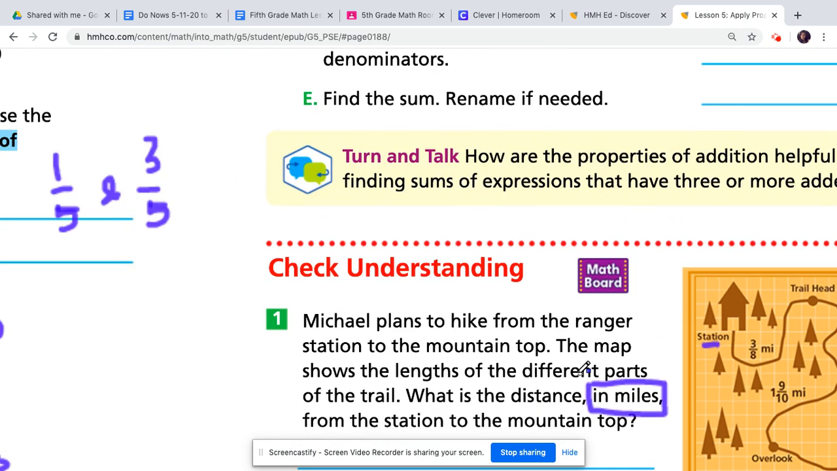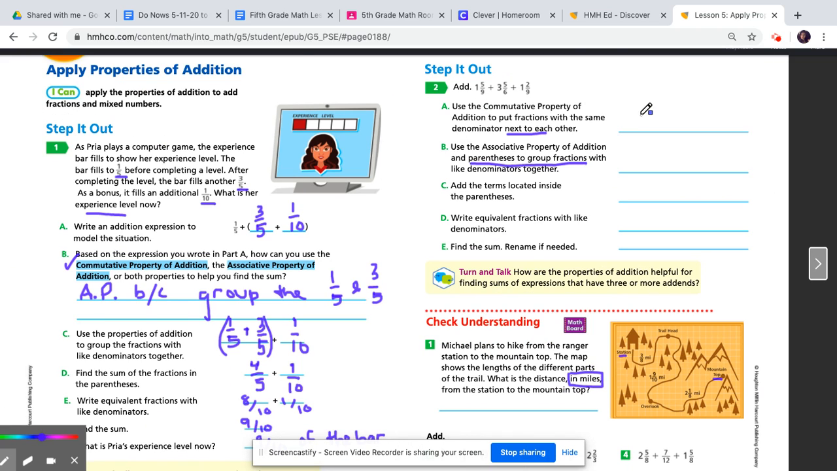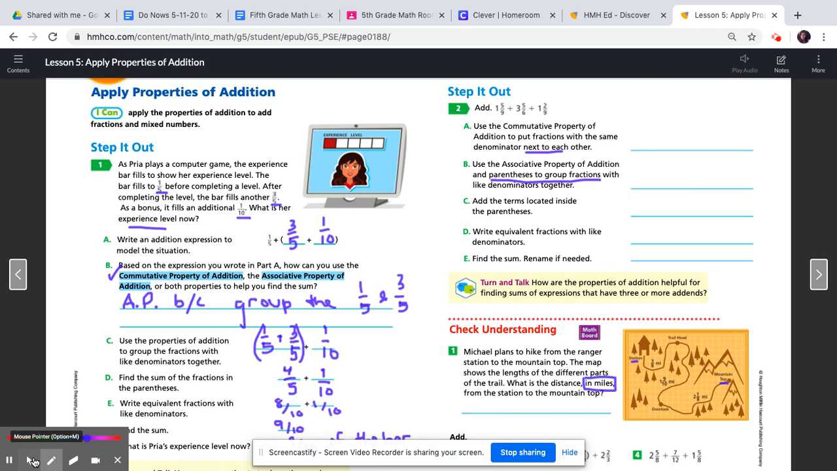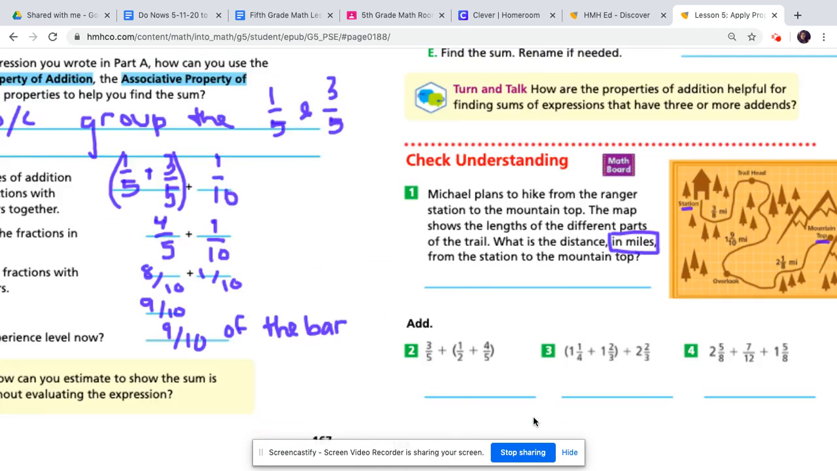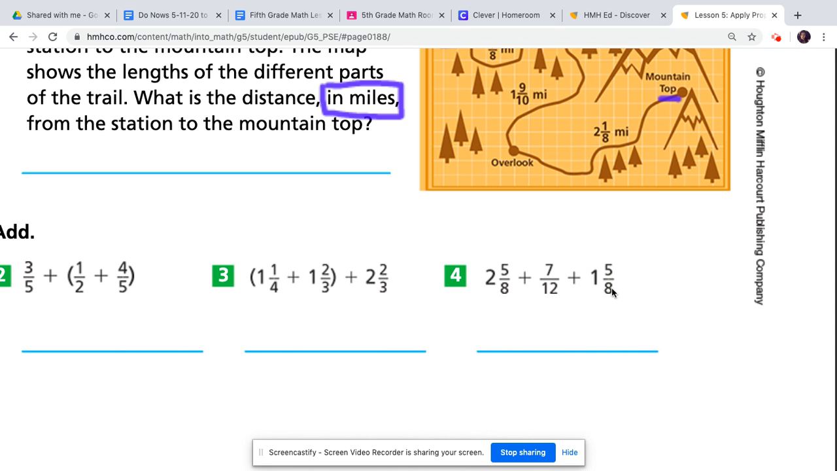Okay? And then again for right here for numbers 2, 3, and 4 for the check understanding, it's the same thing. They already have it set up for you in specific ways. You can go ahead and solve it the way you want. You can remove the parentheses from here, organize it so you do 3/5 plus 4/5 first, and then change your denominator so you can add a half to that and find your answer. Same thing with this one. Here they don't have it in any order. You can go ahead and switch them and add your parentheses after.